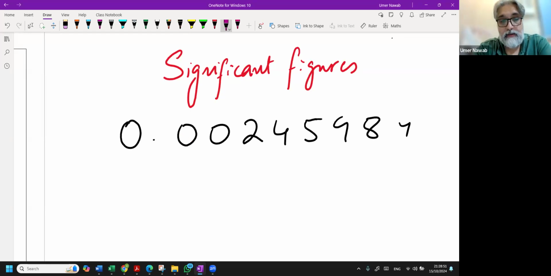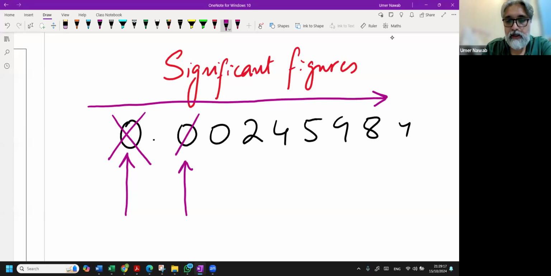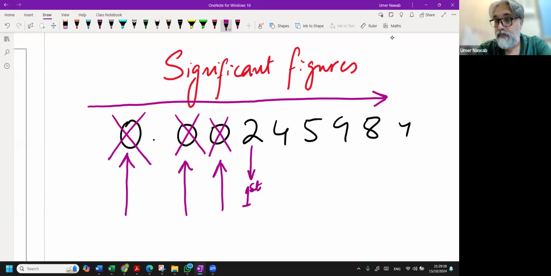One thing you need to understand: significant figures are always read from the left-hand side to the right-hand side. As you can see, my first number is 0. The rule is, when you encounter the first 0, it cannot be significant. Then I have the next 0, it cannot be significant. The next 0 also cannot be significant. So I can say that this 2 is at the first significant figure place.